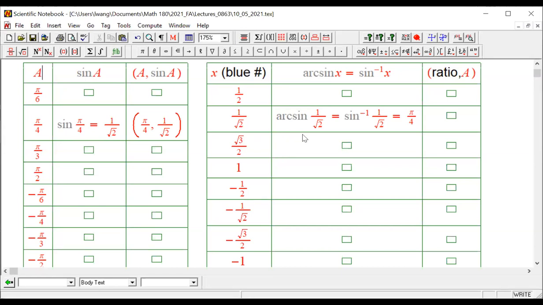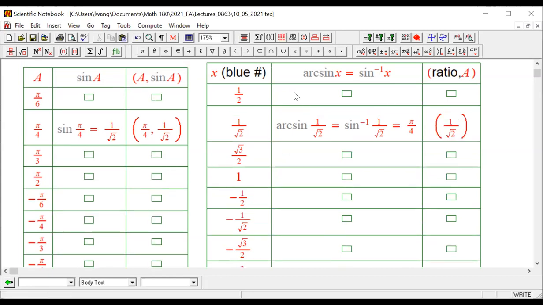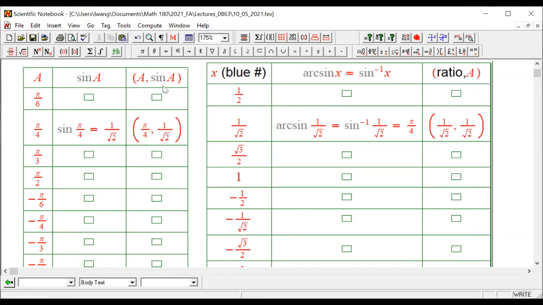Professor, question. Yes. For the arcsine table, is the x supposed to be a, or you want to keep x? I want to keep it x. But that x is a ratio. Thank you.